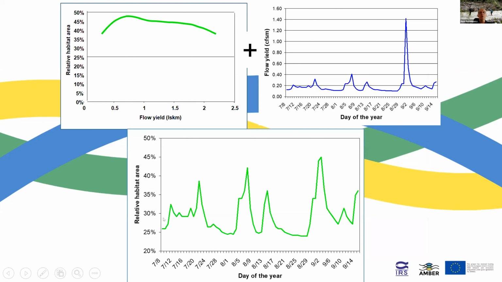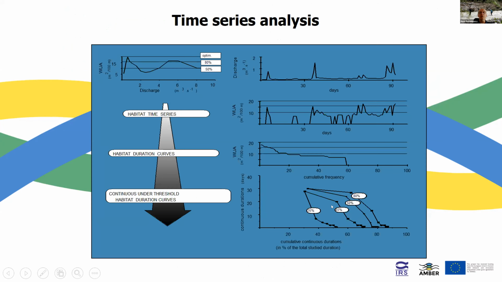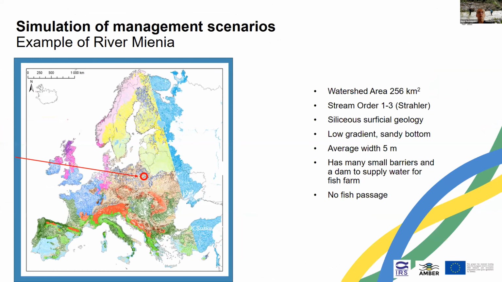For example, if you would draw a line at 30%, you would count for how long the habitat was under this threshold and how frequently, and this will be presented in those cut curves, which we later translated into U-cuts. So these are the basic steps of MesoHABSIM that were used here in our project.